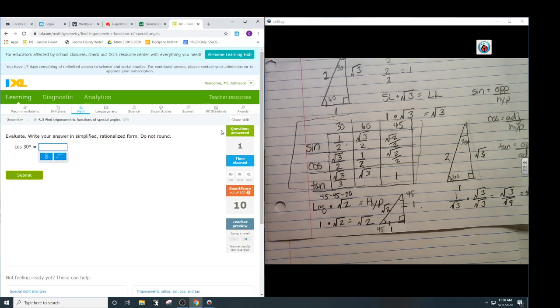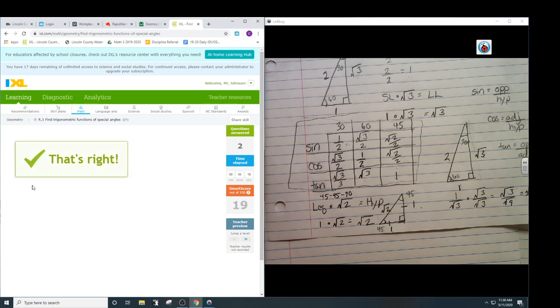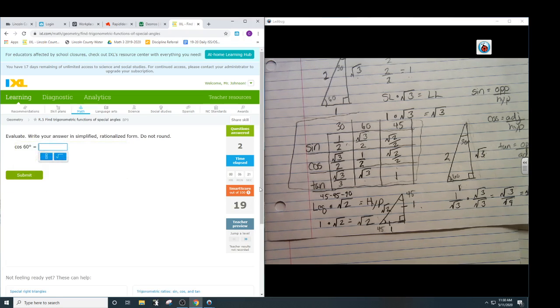Okay. Cosine of 30. Cosine of 30 is the square root of 3 over 2. See, guys, it's easy. Once you got this chart, it's easy. Cosine of 60. 60 is my angle right here. Cosine of 60 is 1/2. So all I do, get my fraction bar, type that in. Easy peasy.